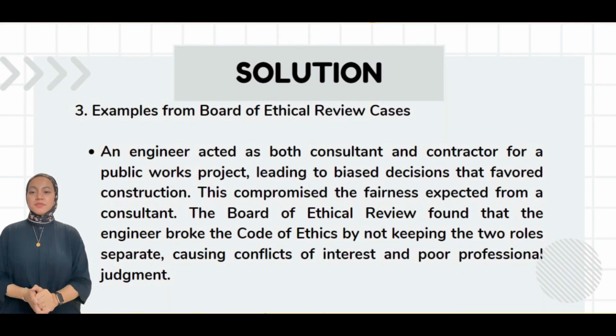Lastly is an example from Board of Ethical Review cases. An engineer acted as both consultant and contractor for a public works project, leading to biased decisions that favored construction. This compromised the fairness expected from a consultant. The Board of Ethical Review found that the engineer broke the code of ethics by not keeping the two roles separate, causing conflicts of interest and poor professional judgment.